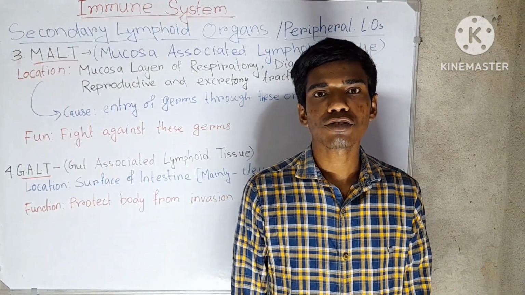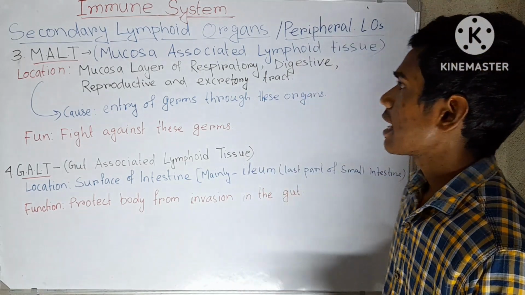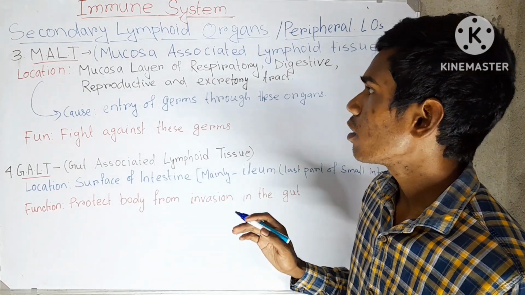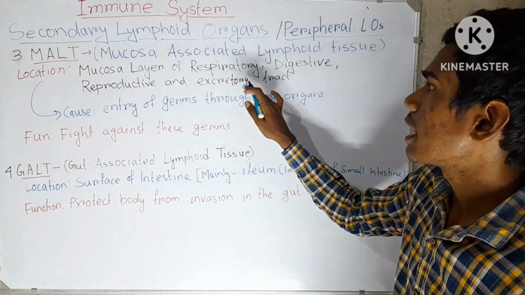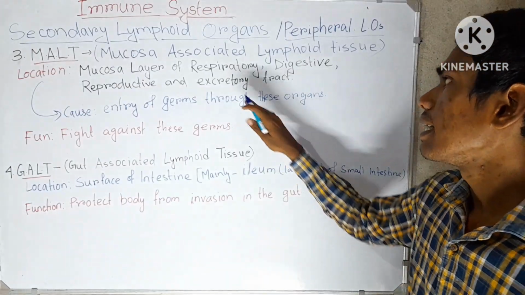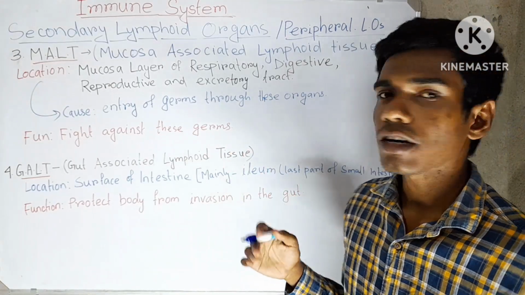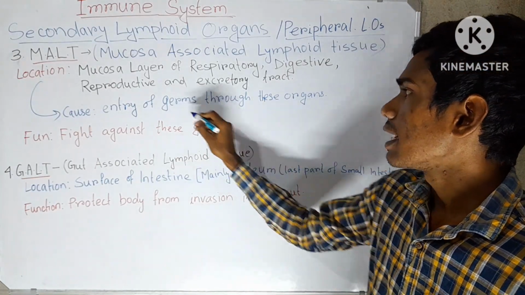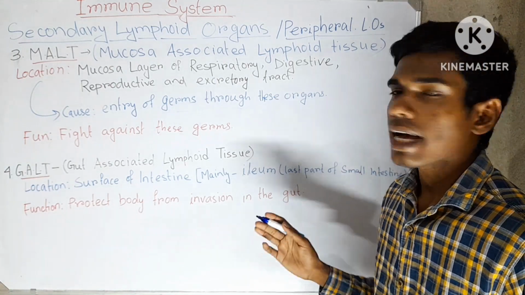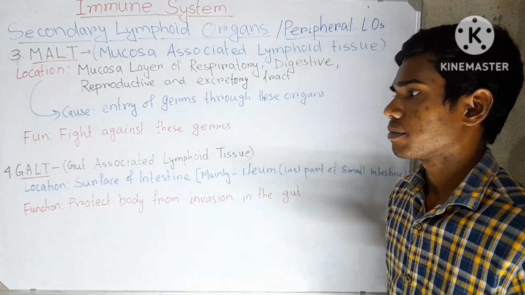The mucosa associated lymphoid tissue, or MALT, is another important secondary lymphoid organ. These are located in the mucosal layer of the respiratory, digestive, reproductive and excretory tracts. These are present here because most germs enter through these parts. The main function of MALT is to fight against these germs.